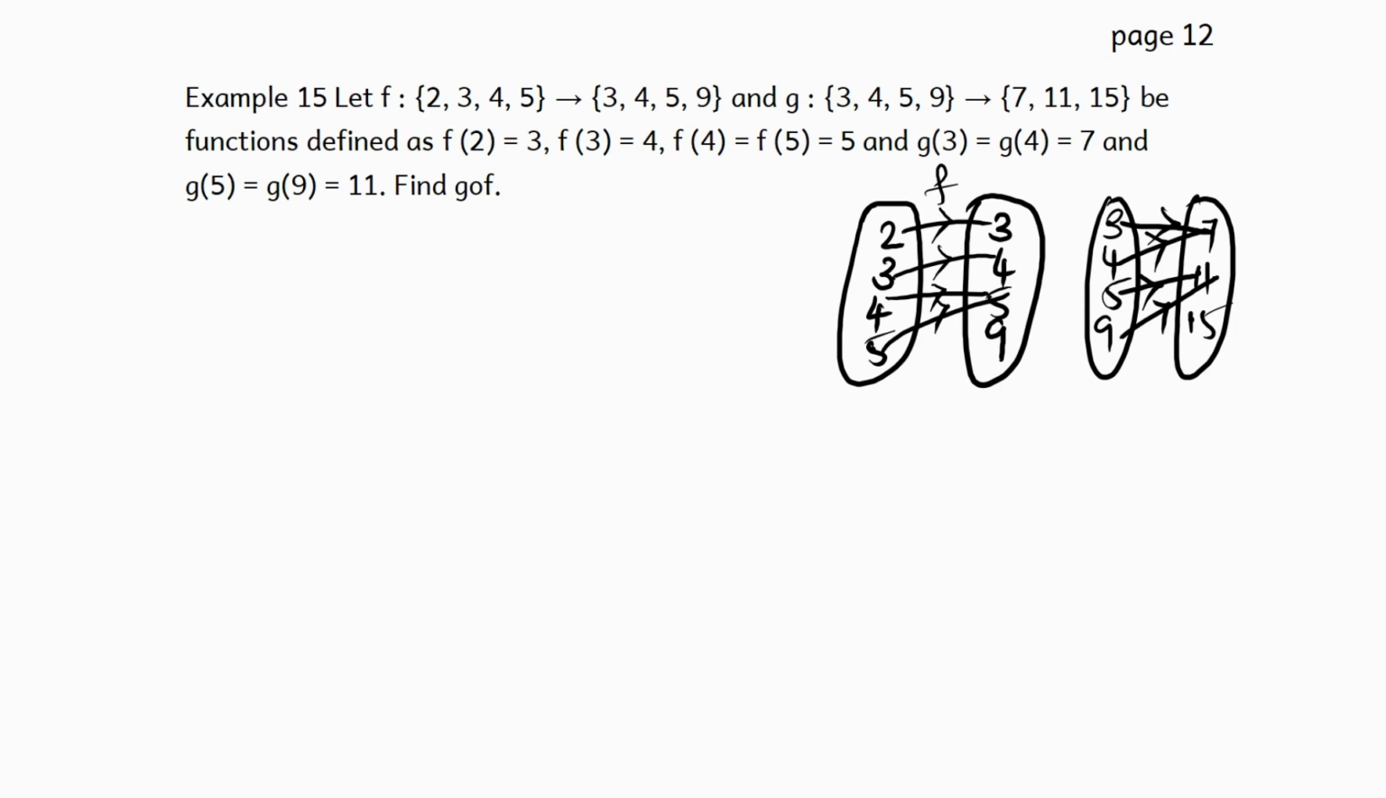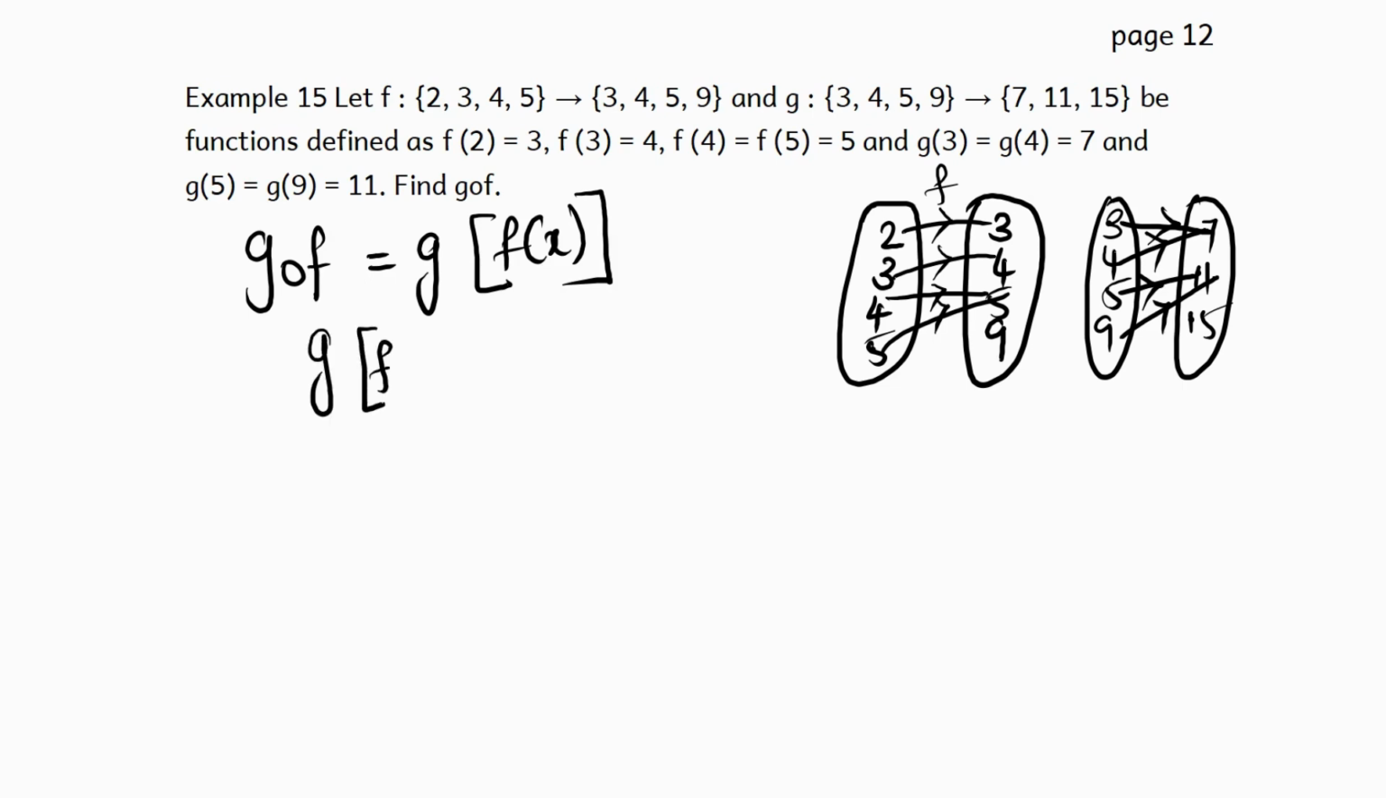Now we have to find the composition of f and g, which is given by g∘f(x). Substitute values for x. f(2), if you check the mapping, is mapped to 3. This 3 in g(x) is mapped to 7. So the composition g(f(2)) is 7.